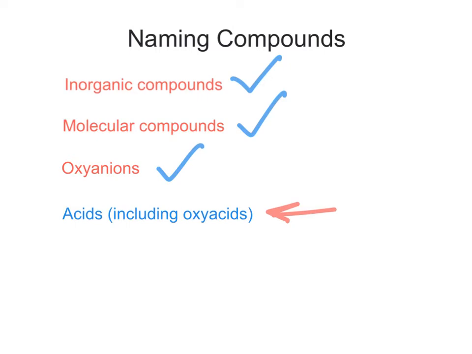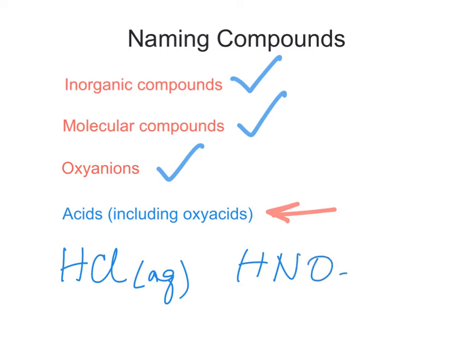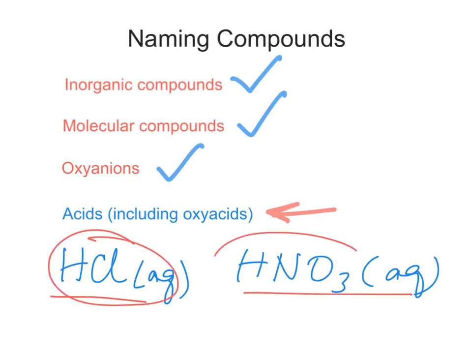So what we're talking about are things like how do you name HCl if it is aqueous, as an acid? How do you name HNO3 if it is aqueous, and so on and so forth? So we'll talk about these. This would be hydrochloric acid here. This would be nitric acid. All right. So we'll talk about how to name these acids.